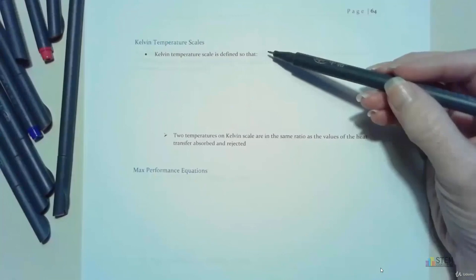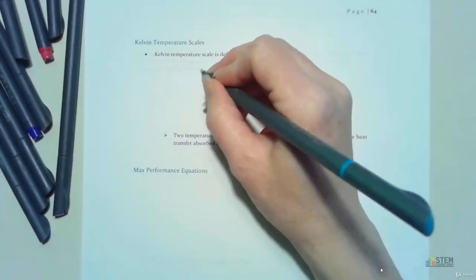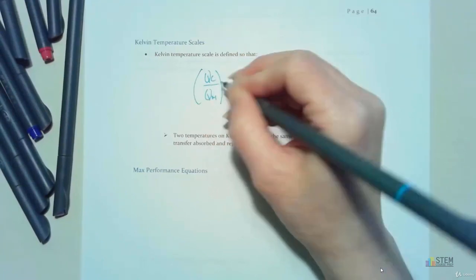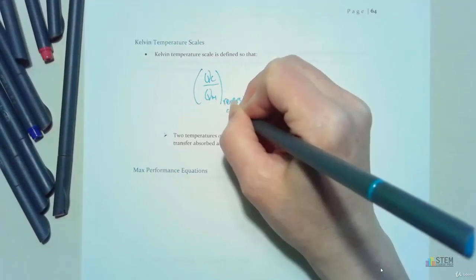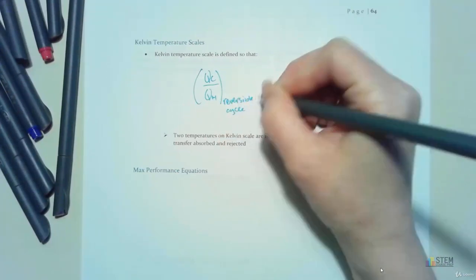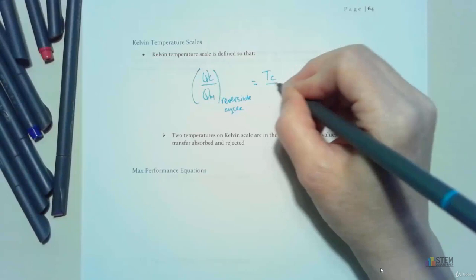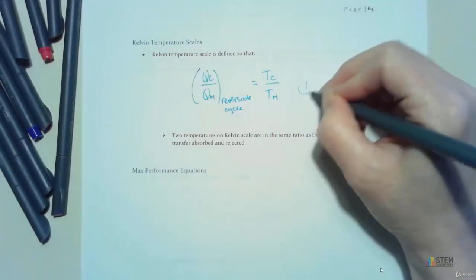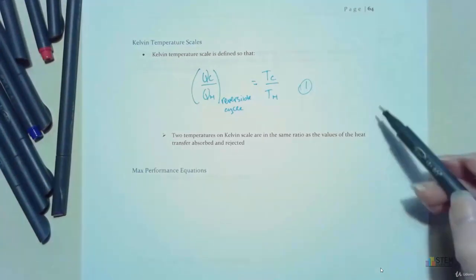Now, the Kelvin temperature scale is also defined so that QC over QH of a reversible cycle, which remember that's like the ideal case, there's no irreversibilities in there, that's going to equal TC over TH. And let's call that equation 1. We'll probably reference that later on.